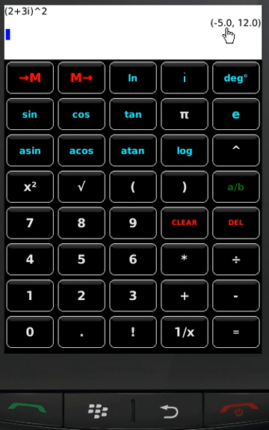So the number in front of the comma here is the real part, and the number behind the comma, of course, would be the imaginary part. So this would be interpreted as -5 plus 12i.